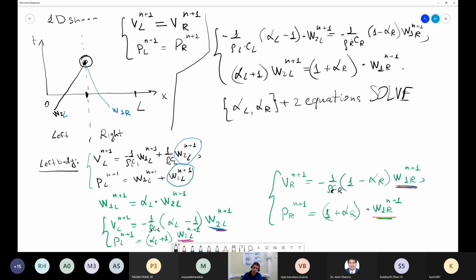To simplify the formula, you can use the new notation impedance, left or right. This is the rho left or right multiplied by the C left or right. If you add this notation, you will simplify the final formulas.